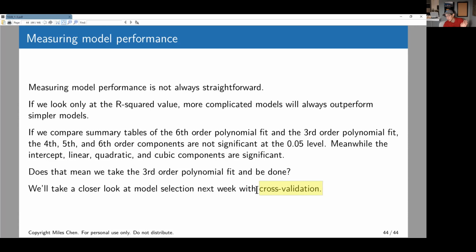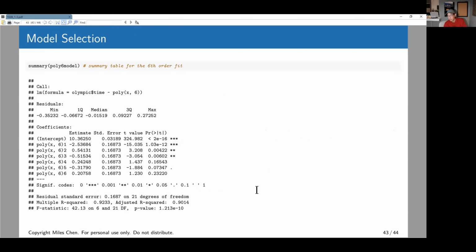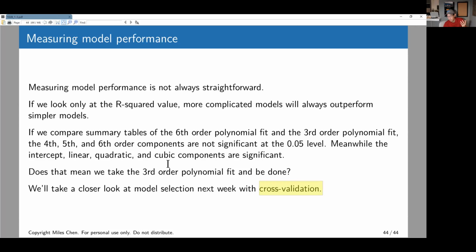So next week, we'll take a look at cross-validation, where we're not going to have to look at these summary tables and use our own interpretation, but we're going to turn some of the decision making over to a way to assess how well our values fit. That's going to be cross-validation. We'll introduce that on Monday. So that's where we're going. Next is how do we measure model performance if we have different competing models that could work. We're going to do that with cross-validation.